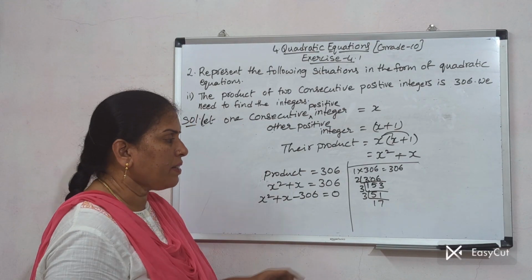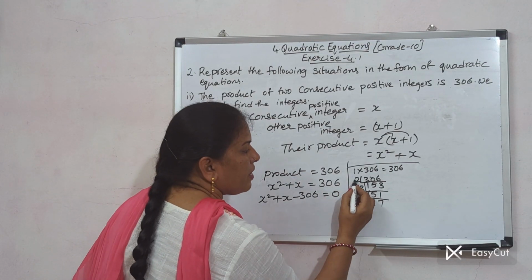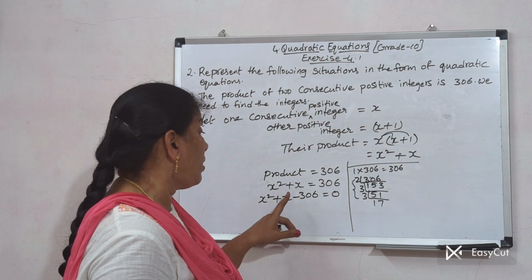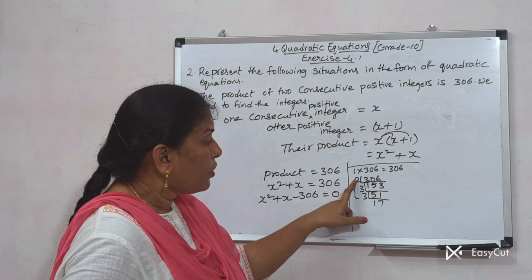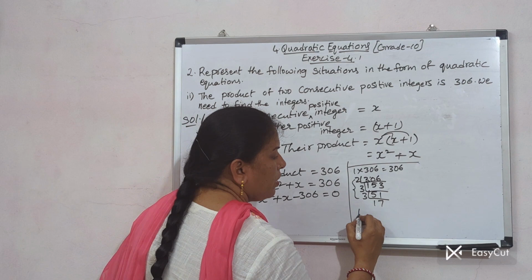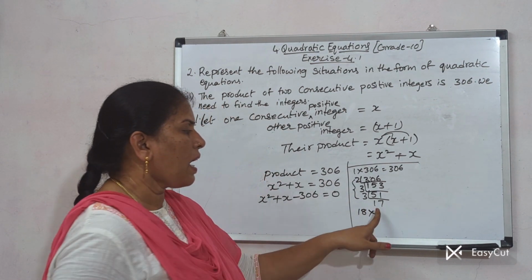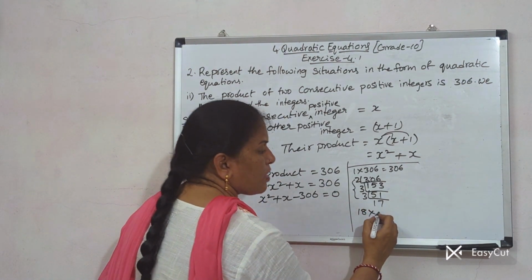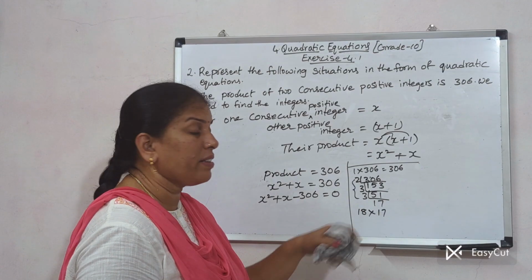Now, multiply these three numbers. We will check whether we get the middle term 1 or not. 2 3s are 6, 6 3s are 18. 18 into, what is the last one? 17. 17 is a prime factor. That's why I didn't divide there.